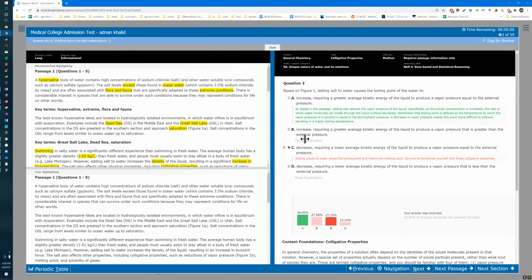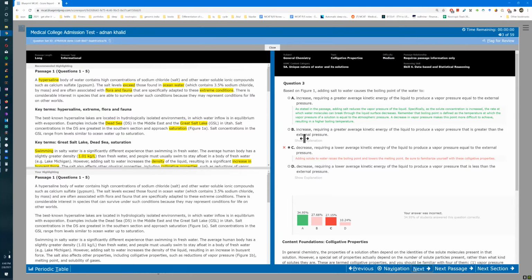I went through this fast, but basically the boiling point is going to increase due to boiling point elevation, which is just a colligative property. And if that is the case, that means the temperature needs to be higher. By the way, boiling point, basically when something boils, means that the vapor pressure is equal to the atmospheric pressure. So they wrote external pressure, which is basically the same thing as the atmospheric pressure.